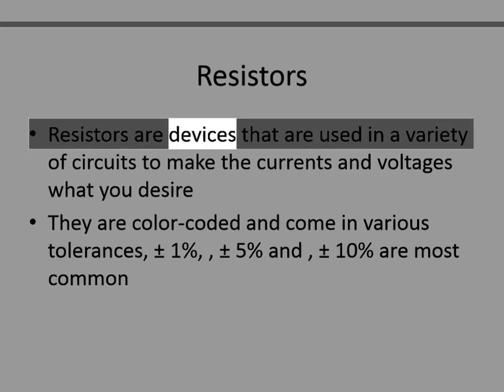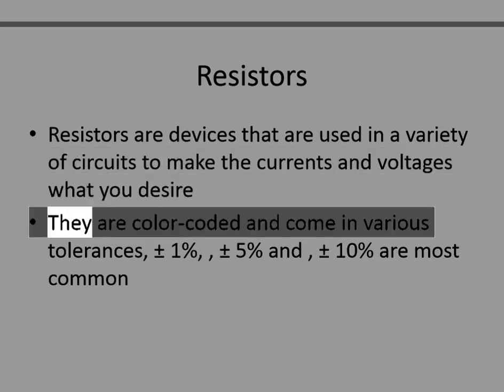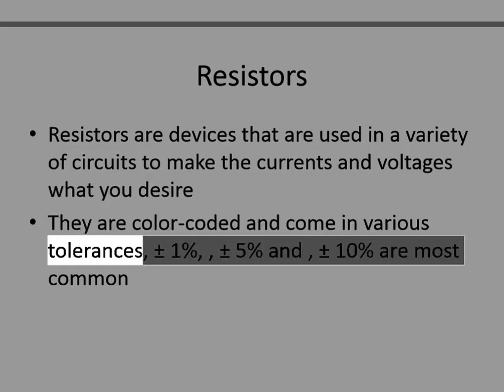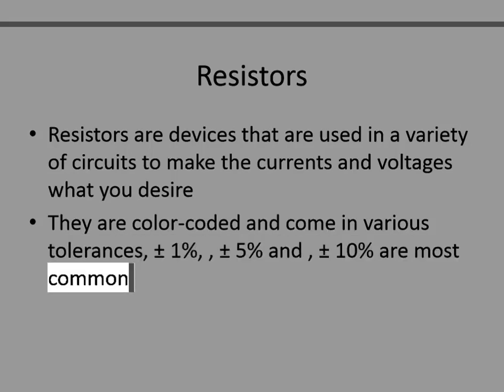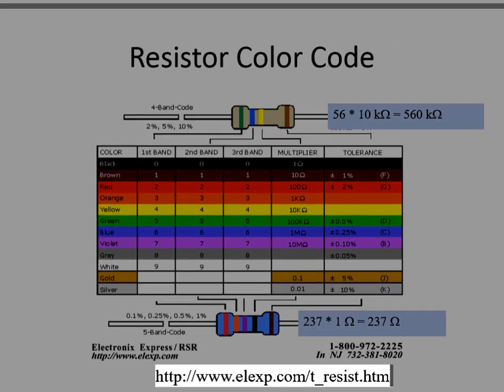Resistors. Resistors are devices that are used in a variety of circuits to make the currents and voltages what you desire. They are color-coded and come in various tolerances, plus or minus 1%, plus or minus 5%, and plus or minus 10% are most common. Resistor color code. 56 times 10k equals 560k, 237 times 1 equals 237.